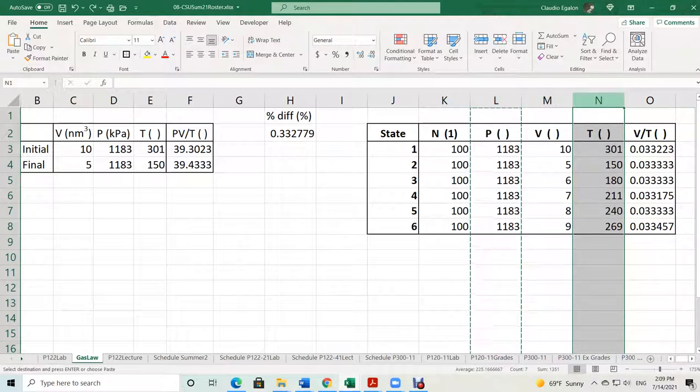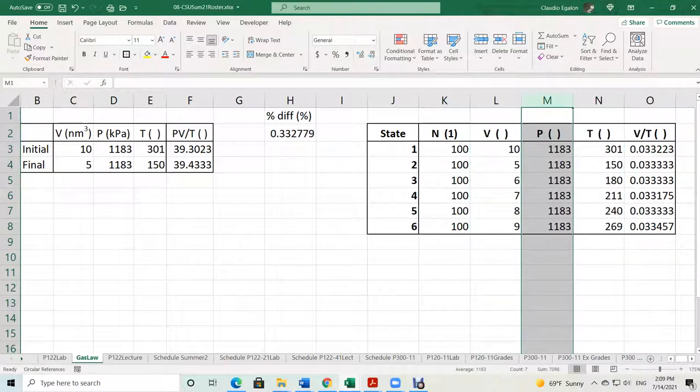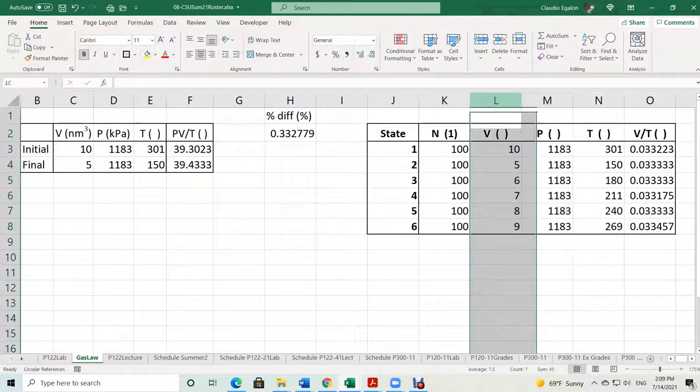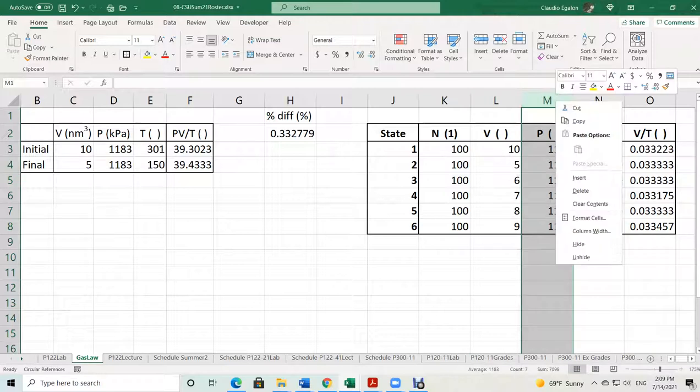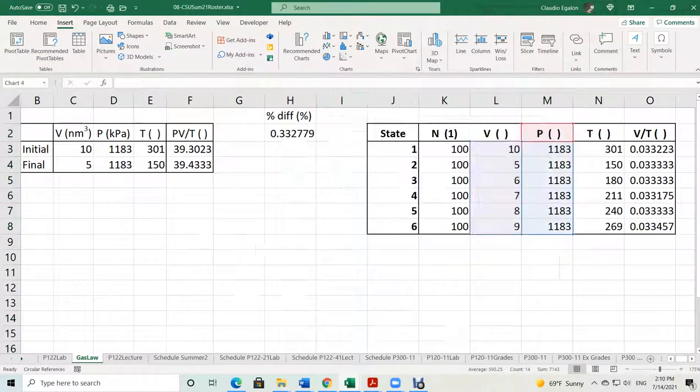I cut it, gotta go here. Click it here, right click, and insert cut cells. That's what you have to do. When you insert cut cells, it inserted your pressure automatically. And now you can have your pressure in the vertical and the volume in the horizontal when you plot the graph. Do you get it? So first you cut it, and then you insert cut cells to the right of the volume. It's going to insert the cell and move everything to the right of the table. Okay? That's the first graph. Let's plot the first graph. You go insert, chart, and that's simple.